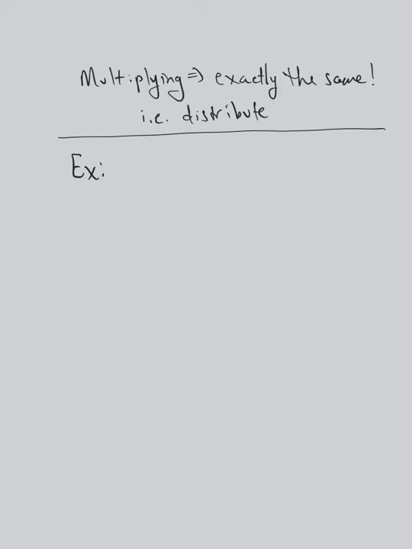Say I have 2x squared y, and I want to multiply that by x squared minus 4xy plus y squared, like that. So here I have a monomial. This is a monomial times a polynomial. And so what do we need to do?